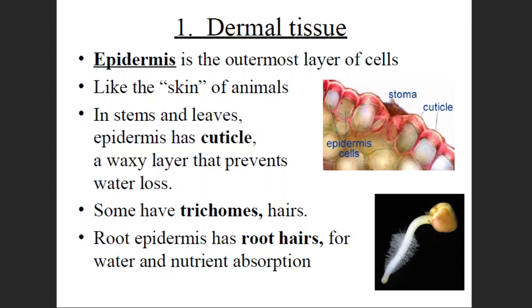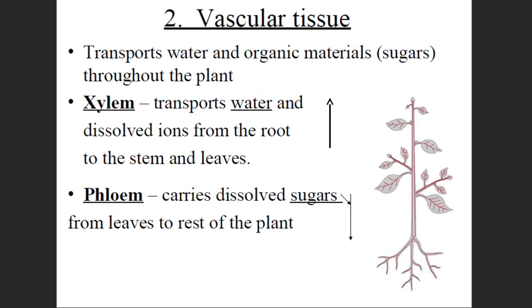What is the function of that root hair? The main function is water and nutrient absorption, and they increase the surface area of that particular root. The vascular tissues are employed in the transport of water and other organic matter like sugars throughout the plant. That sugar can be glucose, or it can be converted into sucrose, and it is transported by the tissue called phloem.